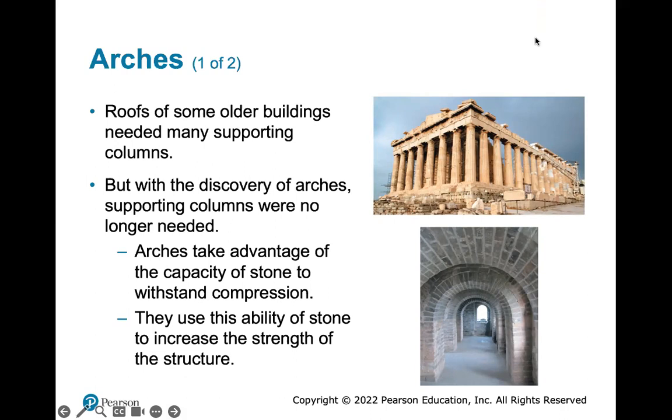Arches. The roofs of some older buildings needed many supporting columns. They just had flat sections of these beams, and they couldn't take the stresses, so they had to have lots of columns to support. With the discovery of arches, supporting columns were no longer needed. Arches take advantage of the capacity of stone to withstand compression.